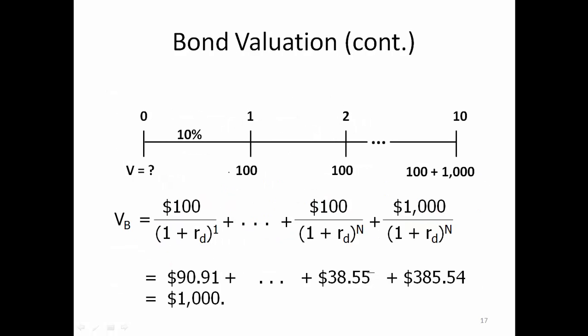We have 100, 100, 100, there are 10 of them. And then by the end of the last year, we have another lump sum payment of $1,000. This $1,000 doesn't appear in the previous years, so it's only here by the end of the maturity. So if we apply the valuation principle, we try to calculate the value of the bond. It is all these future cash flows discounted by the 10% discount rate, and we sum them up, and the result is $1,000. So that is the value of the bond according to a 10% discount rate.